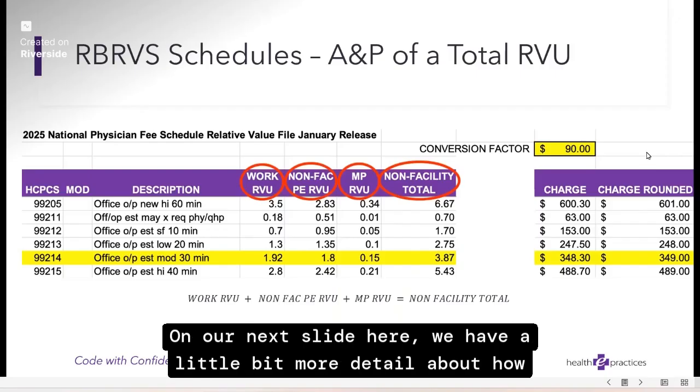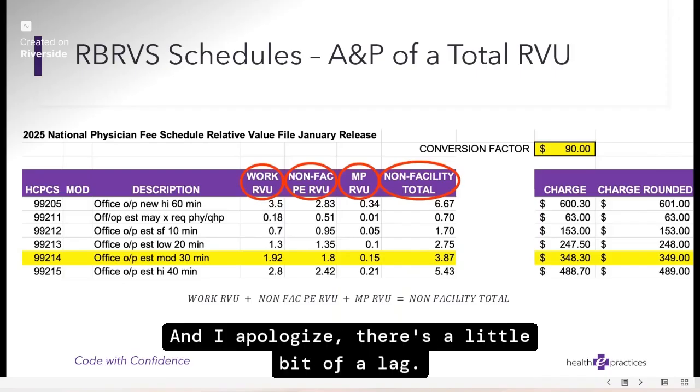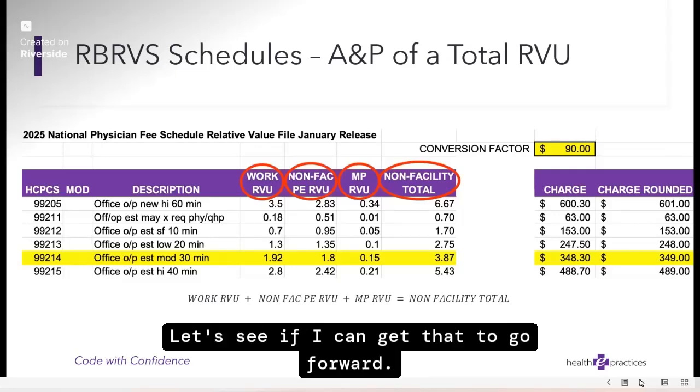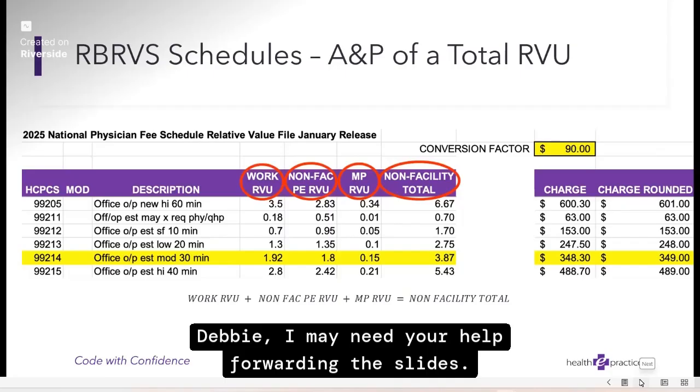On our next slide here, we have a little bit more detail about how those multiply. And I apologize, there's a little bit of a lag with the slides. Let's see if I can get that to go forward. Debbie, I may need your help forwarding the slides.